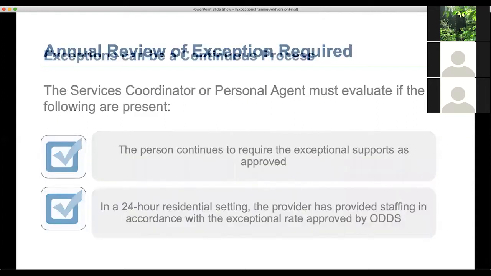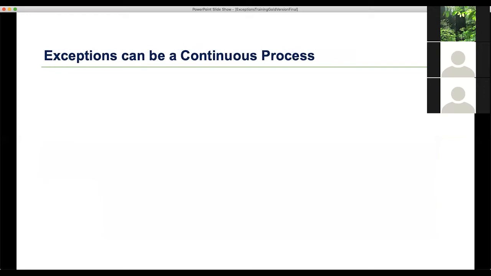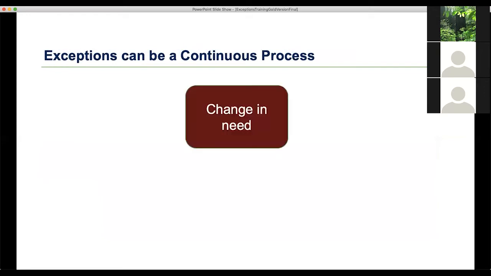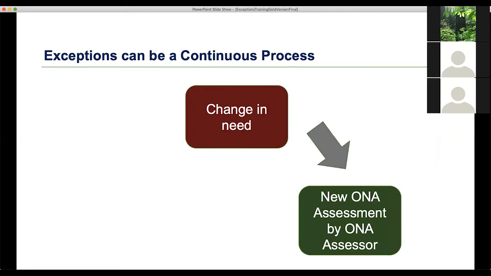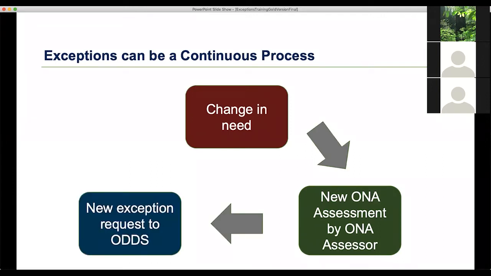We really want you to think about the exceptions process as kind of a continuous thing in many circumstances. So we always start with that change in need. If there's a change in need, that means a new ONA assessment. If you feel like I've said that 5 times already, I probably have, and it's very intentional, because we always want to start with the assessment tool and look at that as our foundation of resources for that person. So is the assessment accurate? The ONA assessor is completing it. And then when that assessment is done because of a change in need, we then need to evaluate, is the exception still needed? If it is, then that request goes to ODDS.